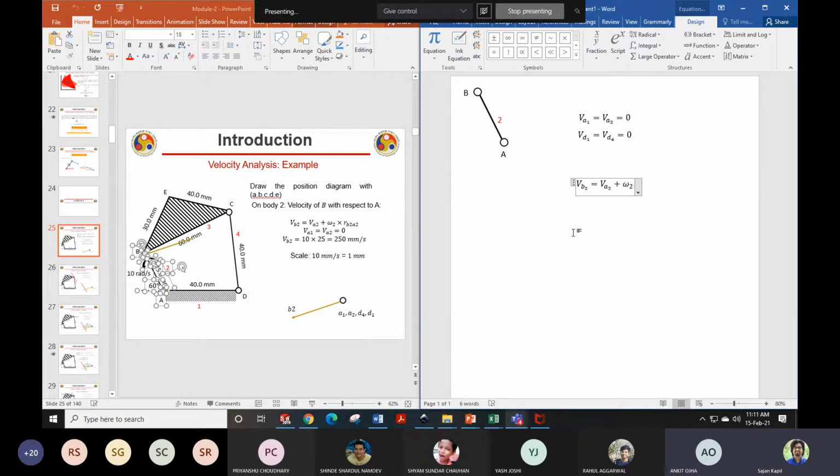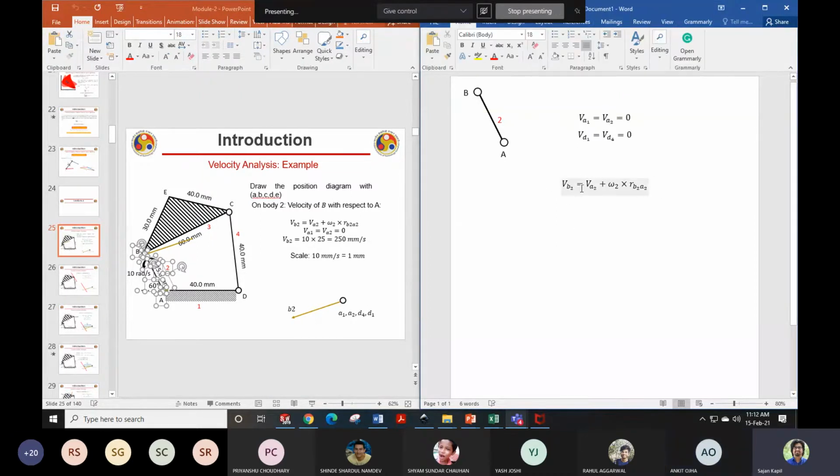Body 2 into cross product, cross of the length of AB. No, don't say length, it is the position of B2 with respect to A2. A2 means when A is assumed to be on body 2. Correct? Yes, sir. This is the simple equation for this particular body. What do you know already in this?